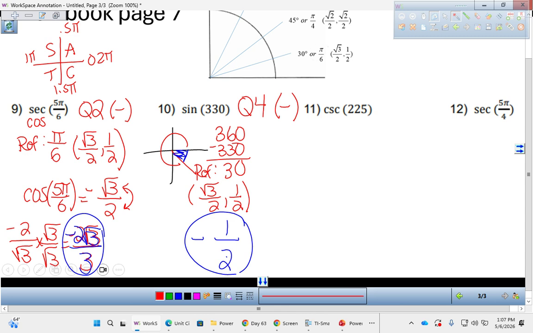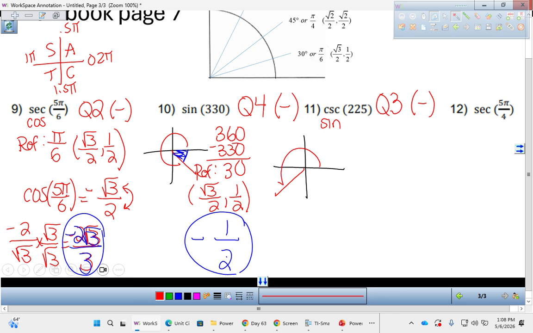225 is an angle that falls somewhere between 180 and 270. This is a quadrant 3 angle. And cosecant pairs with sine. So what I know about quadrant 3 is tangent is positive, which means sine is negative. My final answer is going to be negative. Now I need to find the reference angle. It might help to draw a picture.